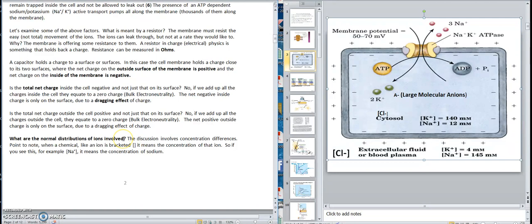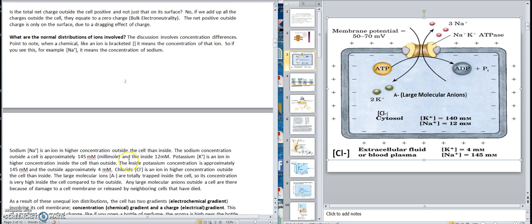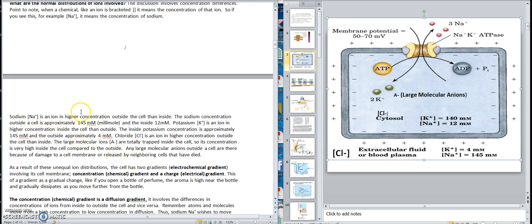Now, first of all, let's get some concept out of the way. Whenever you put a bracket around a chemical, that means the concentration of. So let's go further. Okay, you can read this. I'm going to paraphrase it for you to make it quicker.